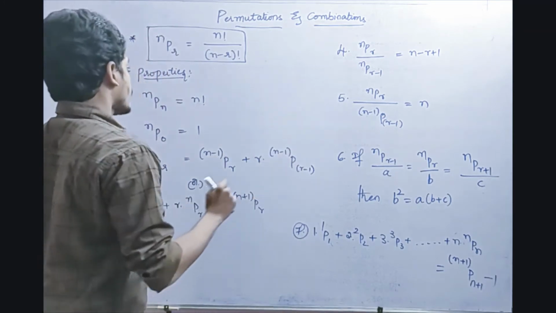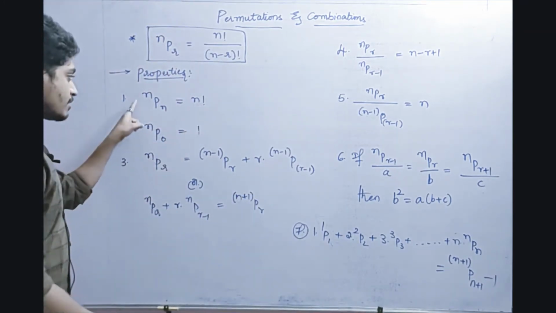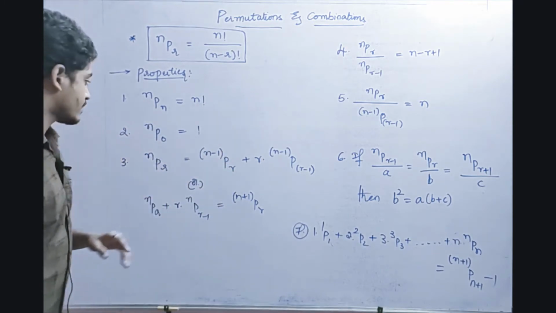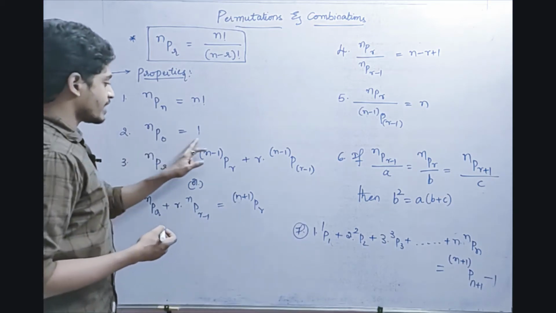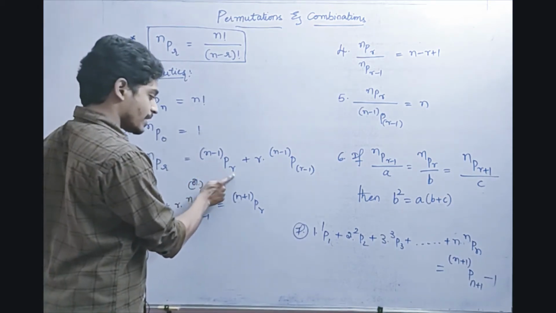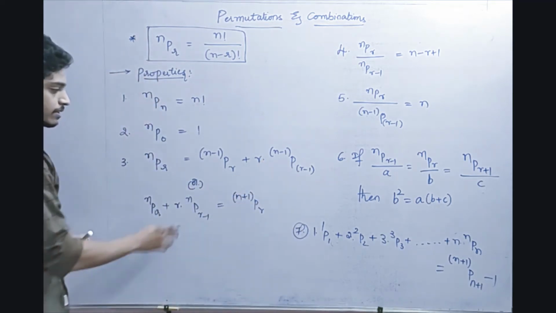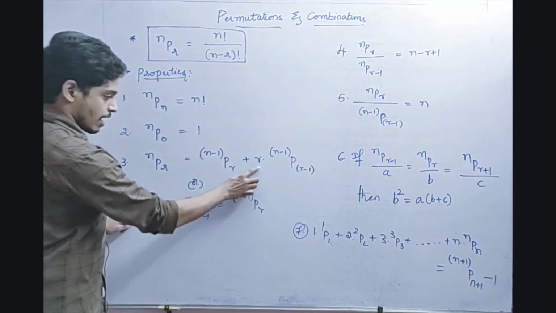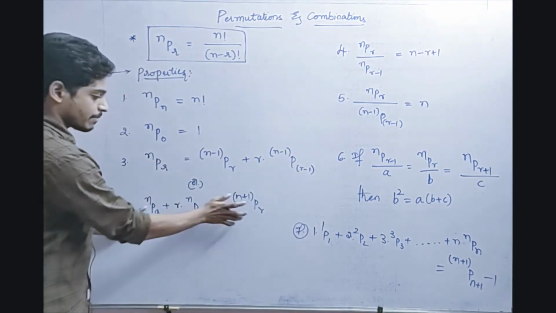Okay, fine. Now let us see the properties. nPn equals n factorial, that is nothing but 5 factorial, right? 5P0, 3P0. When 0 is there in the place of r, definitely the value will become 1. Next, nPr equals, we can also write as (n minus 1)Pr plus r into (n minus 1)P(r minus 1). Or let us suppose if n minus 1 is n here, nPr plus r into nP(r minus 1), then this will become (n plus 1)Pr.